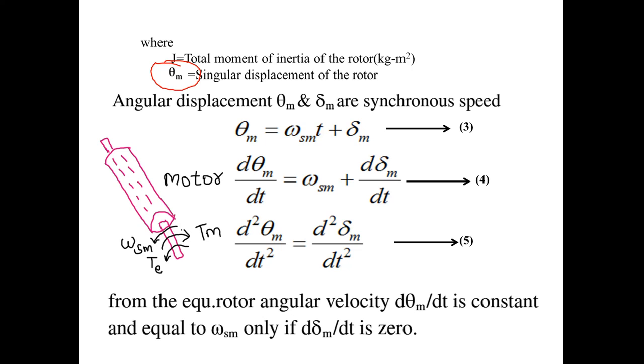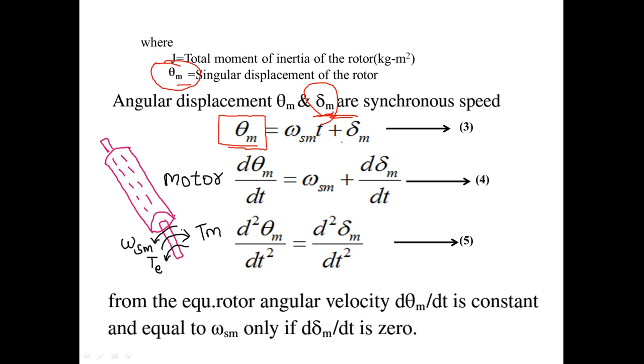So here this one is a reference axis, and del m here represents the angular displacement of the rotor with respect to the rotating reference axis. So this one is stationary and this one is rotating. When the stationary and rotating axes are at synchronous speed, this theta m will be equal to omega sm times t plus del m. So the angular speeds are related to the synchronous speed. Okay.